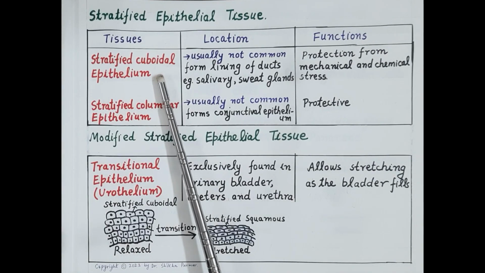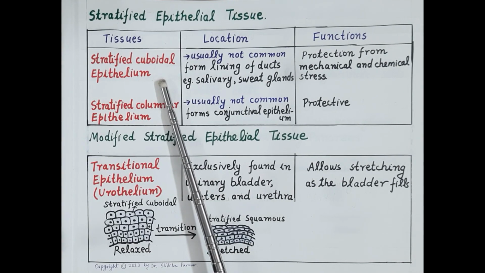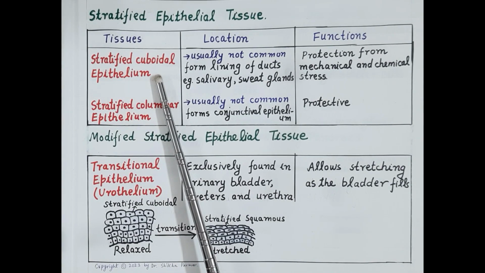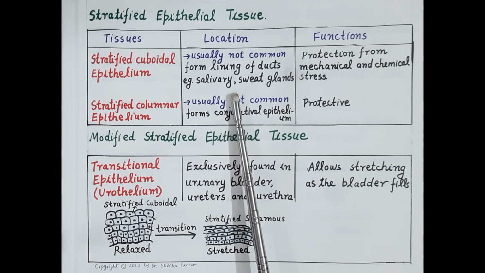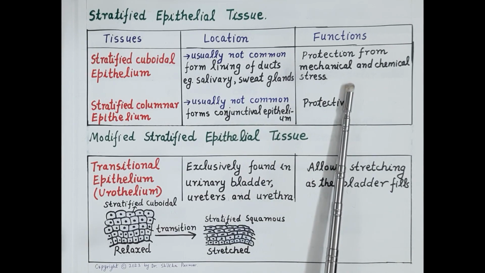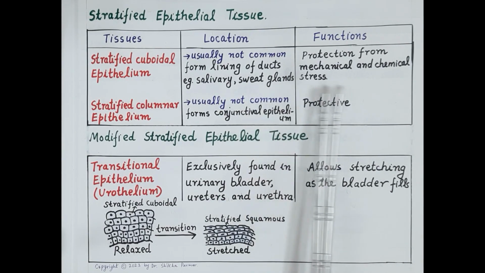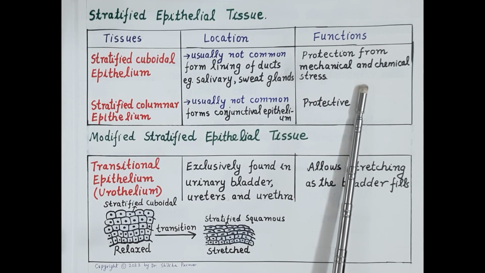Now, after stratified squamous, the second type of stratified epithelial tissue is the stratified cuboidal epithelium. Here the upper surface layer cells are cuboidal in shape. Now, this tissue is usually not very common, and it forms the lining of the ducts of glands. Like for example, it forms the lining of the ducts of salivary glands and sweat glands, and the basic purpose of this tissue is protection. It also protects these ducts from any type of mechanical and chemical stress.